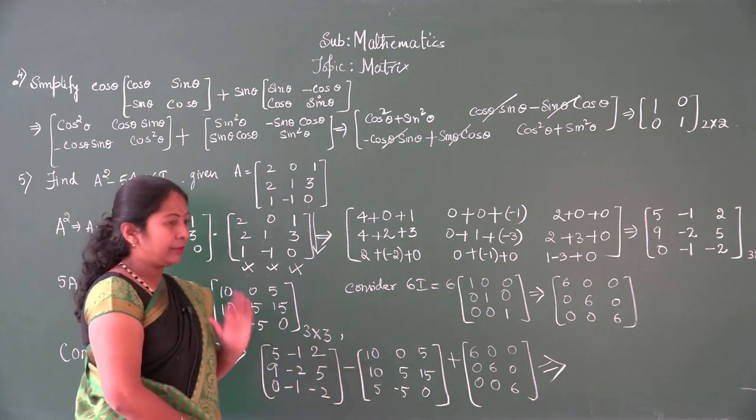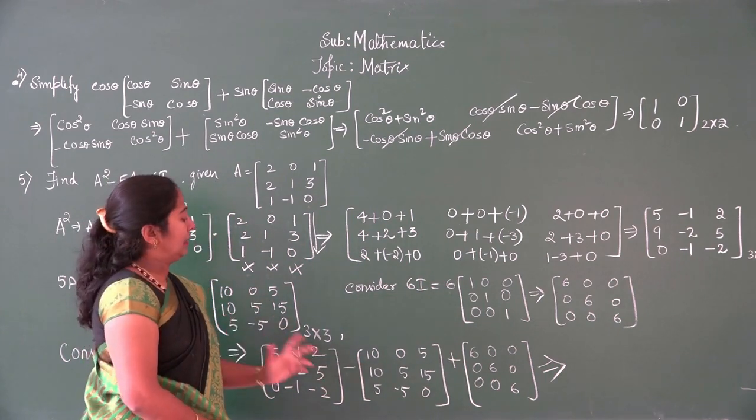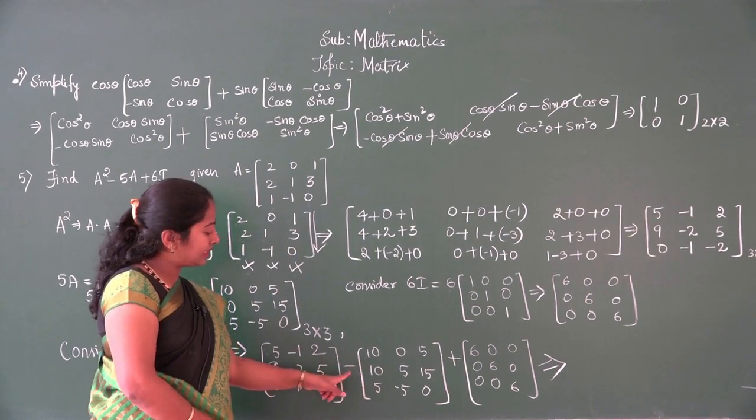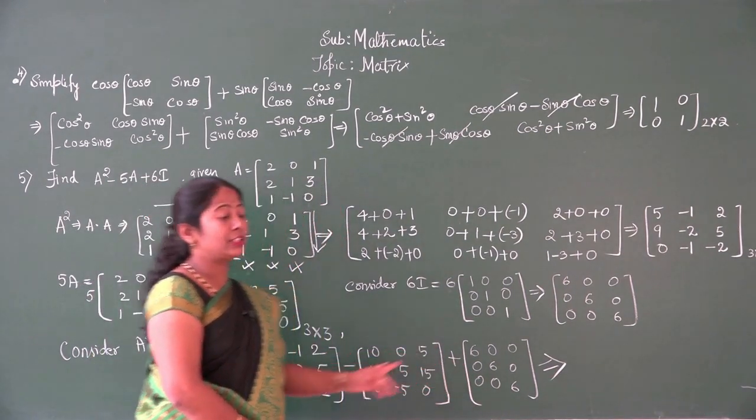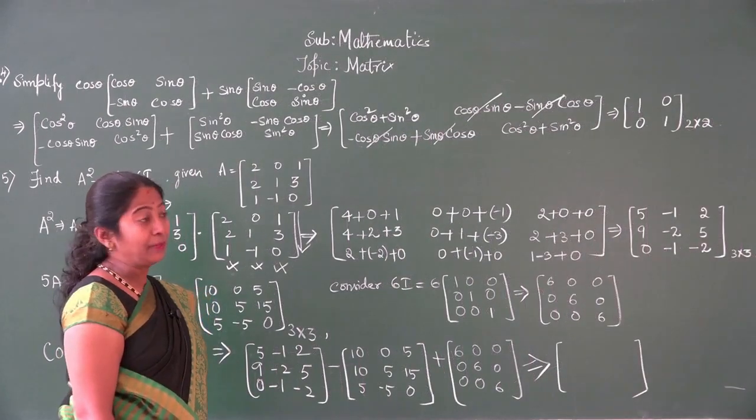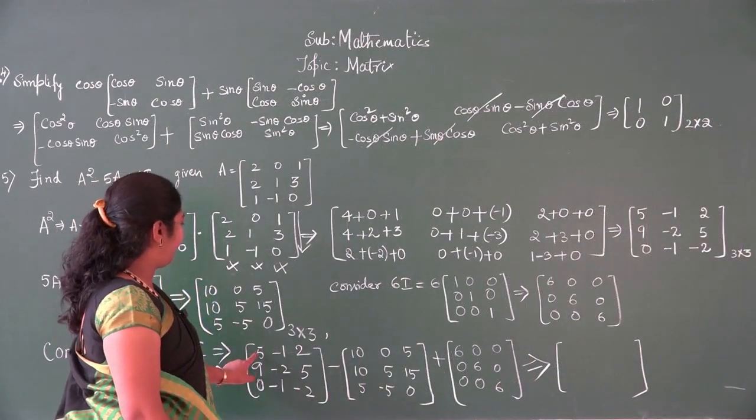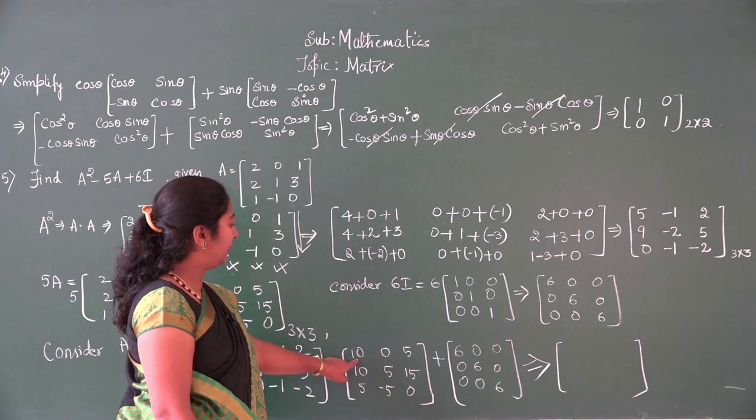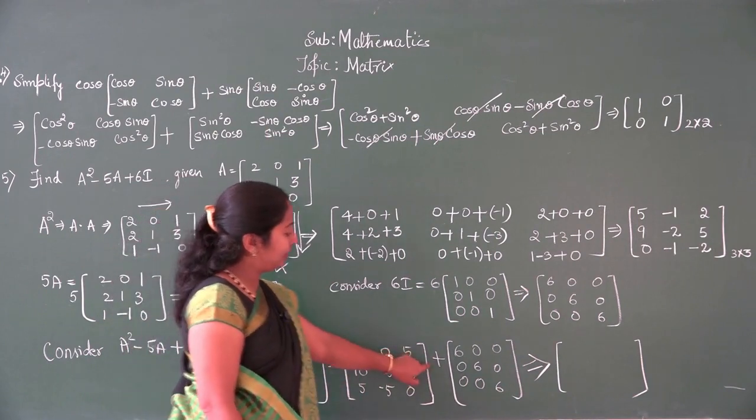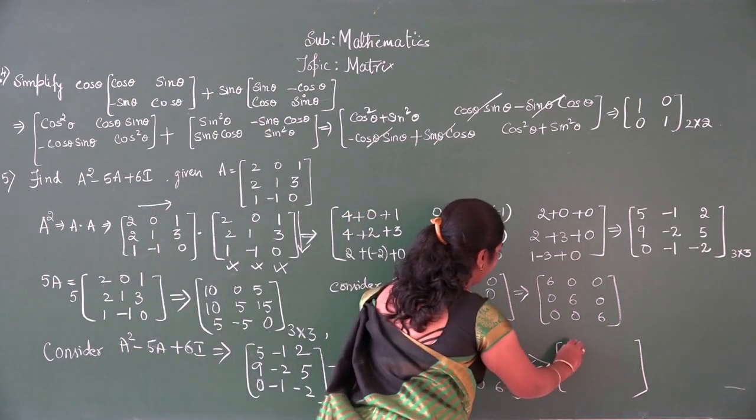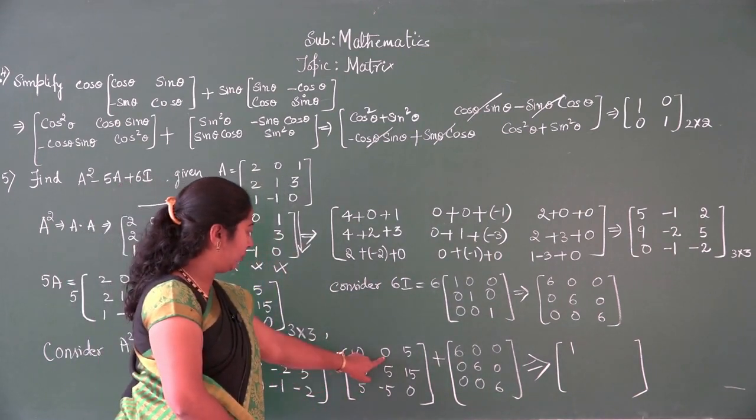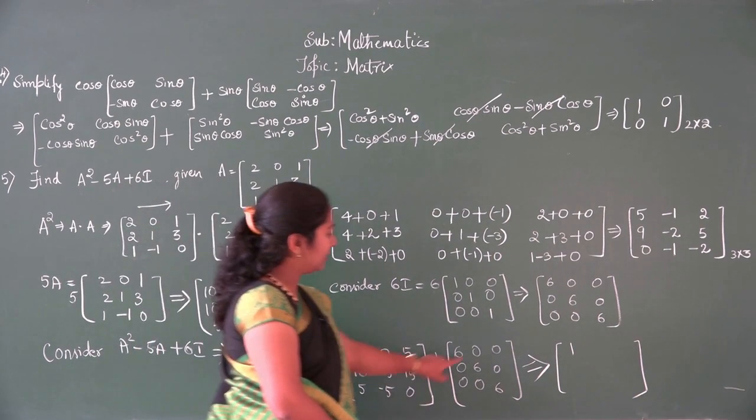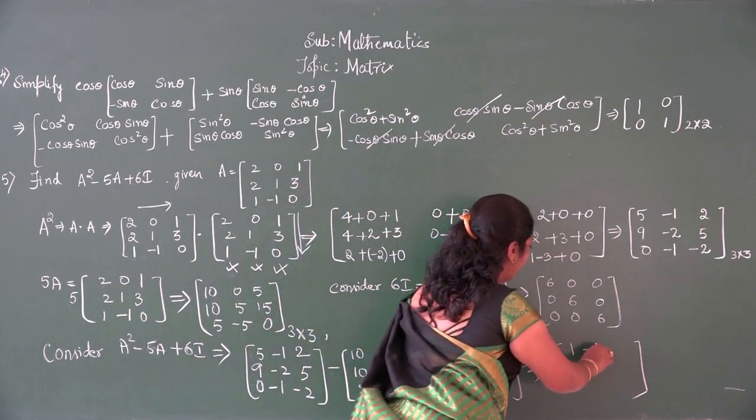Order of all the three matrices is the same. The first two matrices hold a subtraction operation. The last two matrices hold an addition operation. Moving on to the simplification part, we have 5 minus 10 will be minus 5, minus 5 plus 6 will be 1. Minus 1 minus 0, that is minus 1. Minus 1 plus 0 will be minus 1.